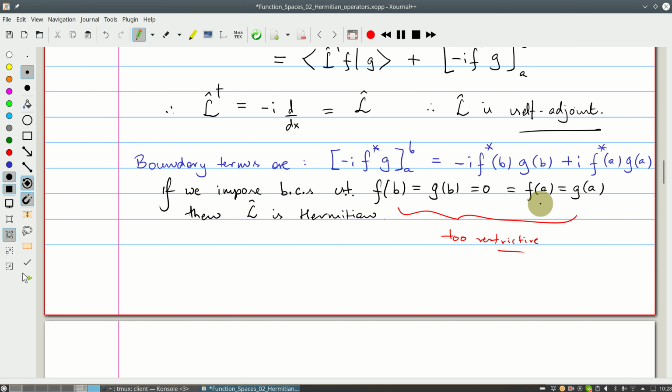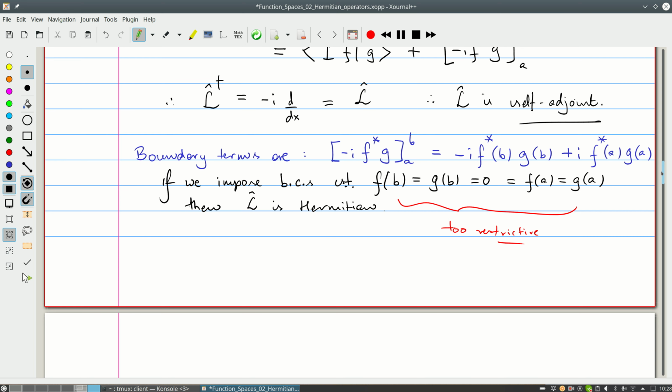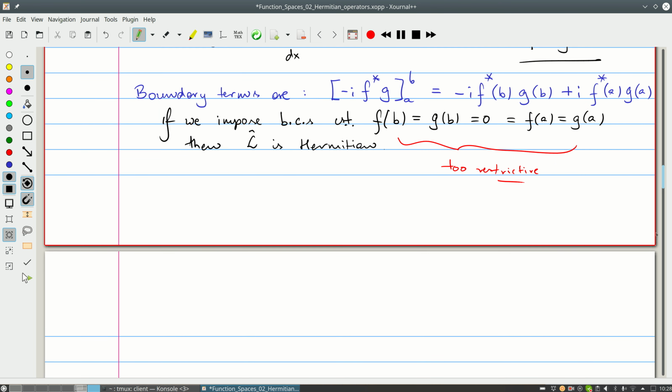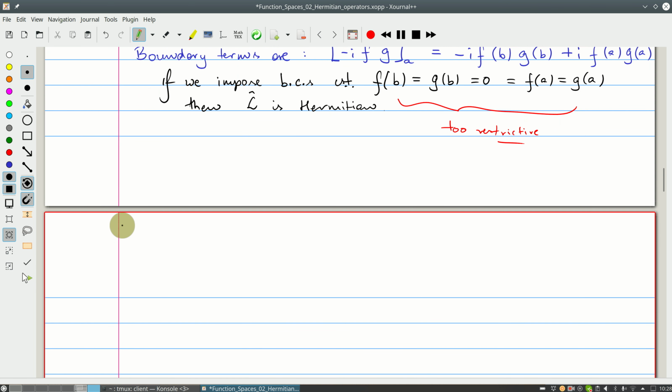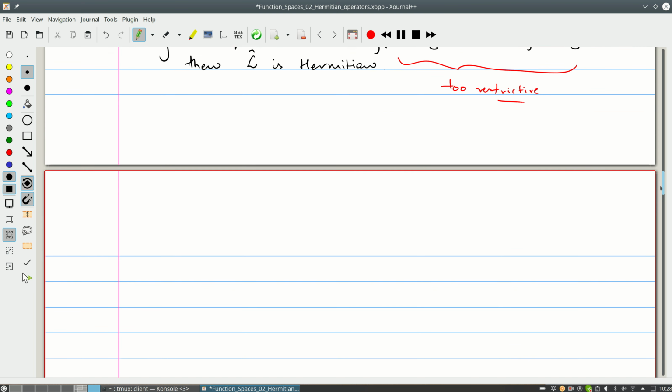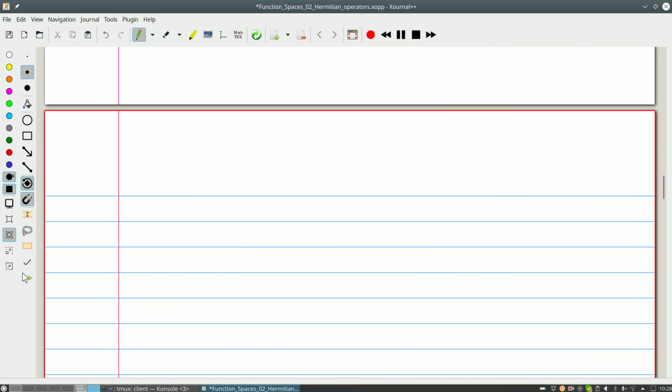So, do we want that to happen? Well, the answer is we don't need to. And we can have far less restrictive boundary conditions to keep the operator Hermitian. Let's see how this works. So this is what we're after: less restrictive boundary conditions.